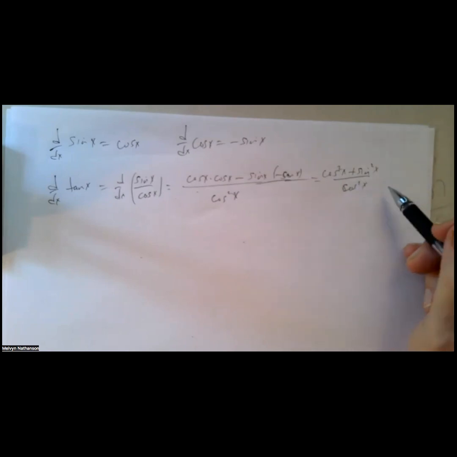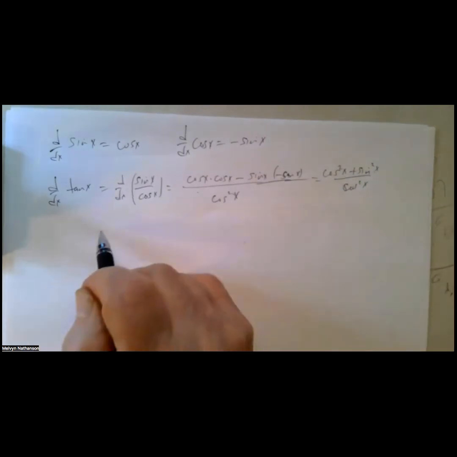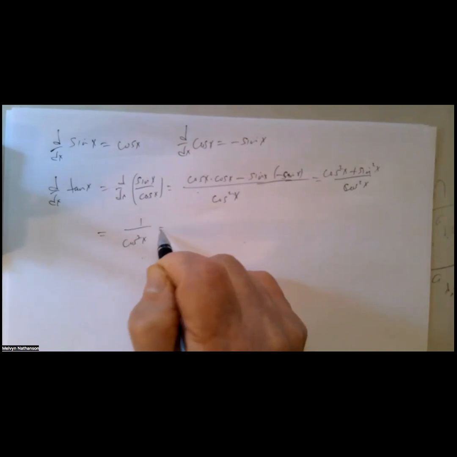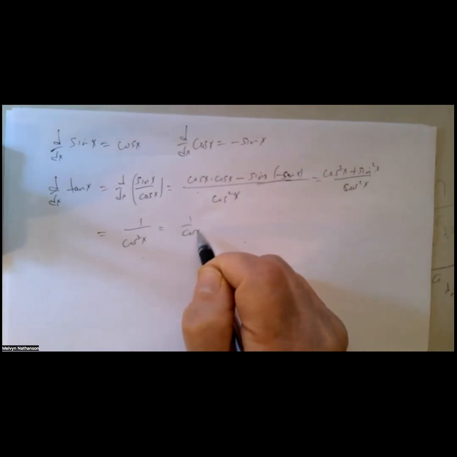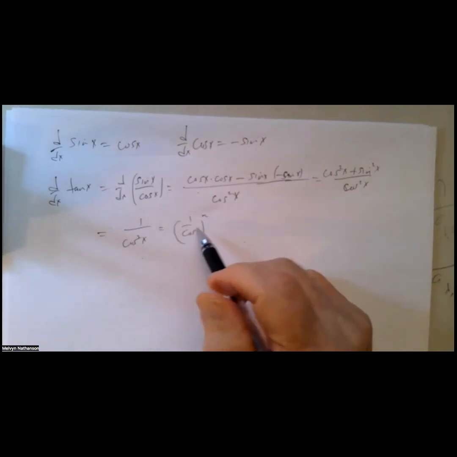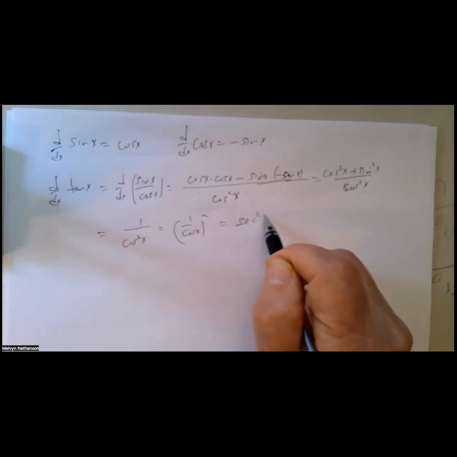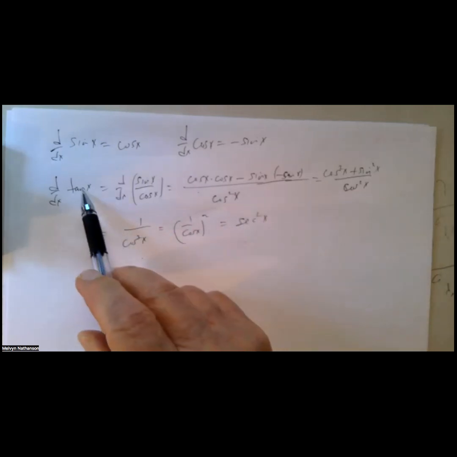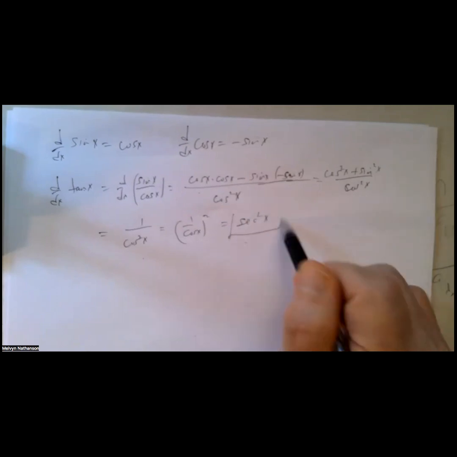cosine squared x. But the basic trig identity is that cosine squared plus sine squared is 1. So this is 1 over cosine squared x, or 1 over the cosine of x all squared, and 1 over the cosine is the definition of the secant. So the derivative of the tangent is secant squared. Okay. Any questions about this?